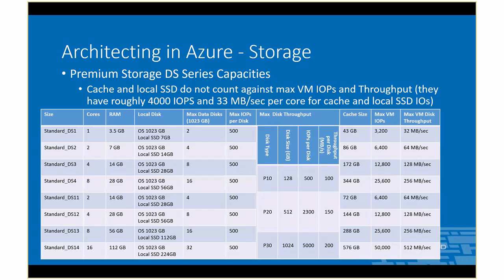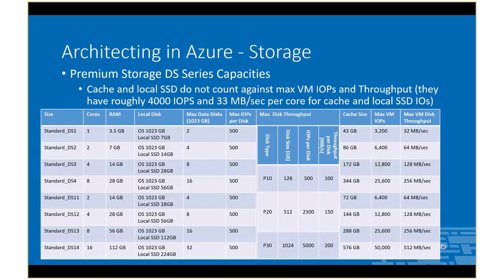So again, you get local solid state storage for your temp drive. The processors are all the E5 family, so you get those compute-intensive processors. And the other important thing is that the IOPS and throughput on the temp disk do not count against those max VM IOPS and throughput restrictions. One thing you also want to be careful of if you are playing around in premium storage is that you do have max VM IOPS, and those may be lower than how many disks you add.